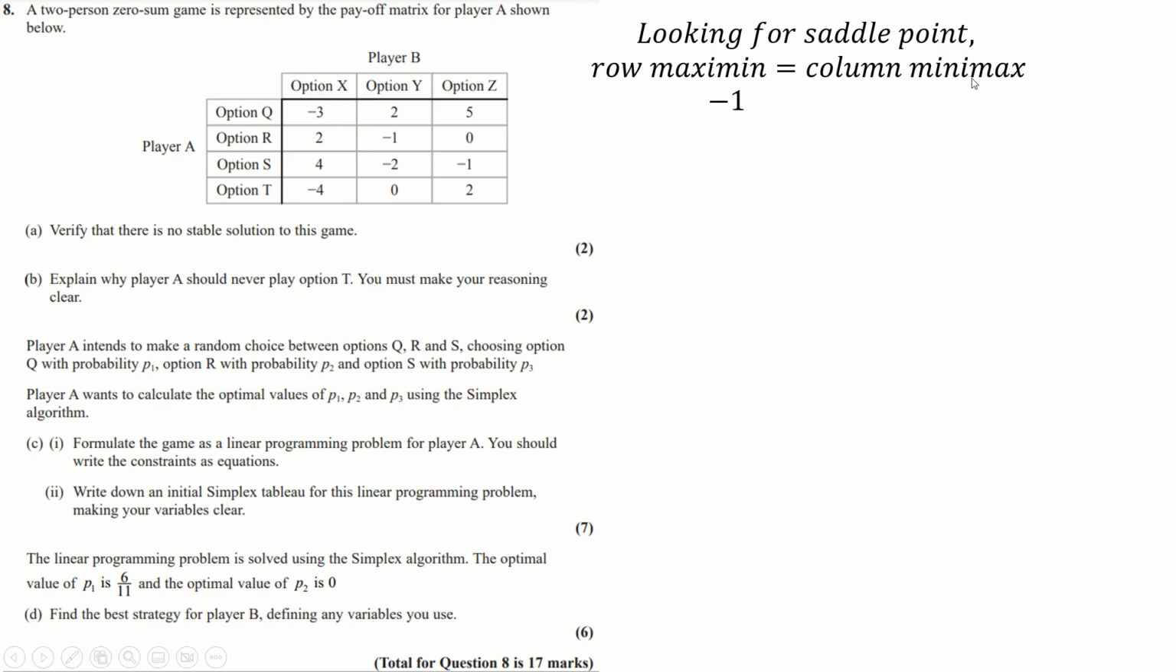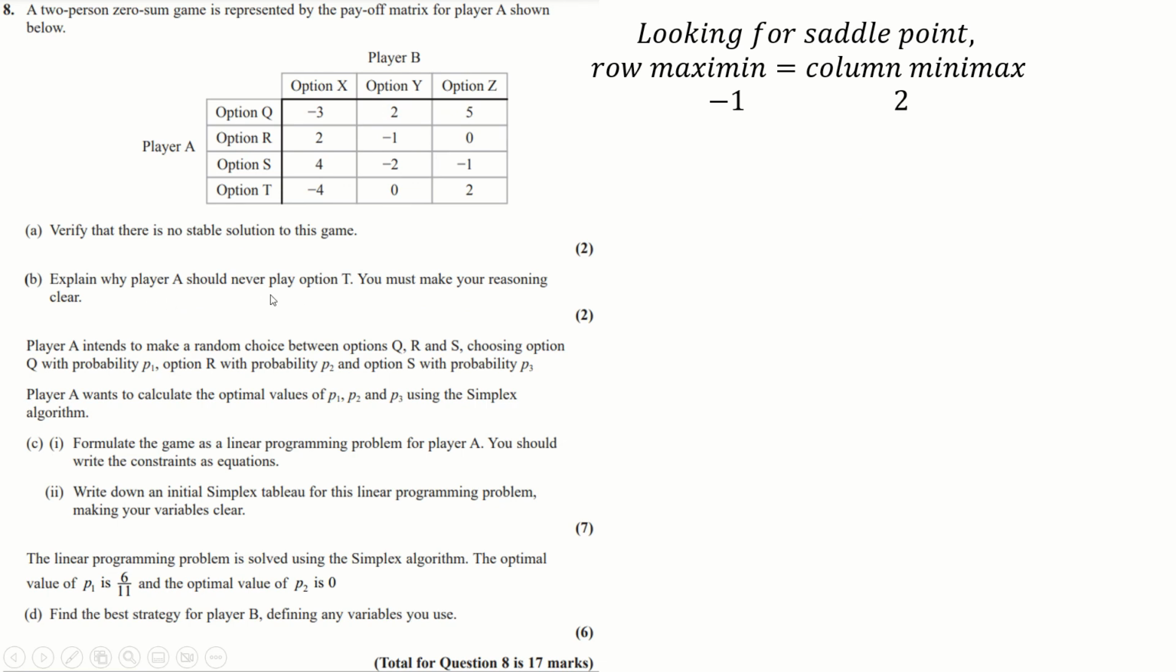And the column minimax, so the smallest of the biggest. The biggest one here is 4, the biggest one here is 2, and the biggest one here is also 5. So the minimum of the biggest is this 2 here. Those two aren't the same, so there's no saddle point, and therefore there's no stable solution.